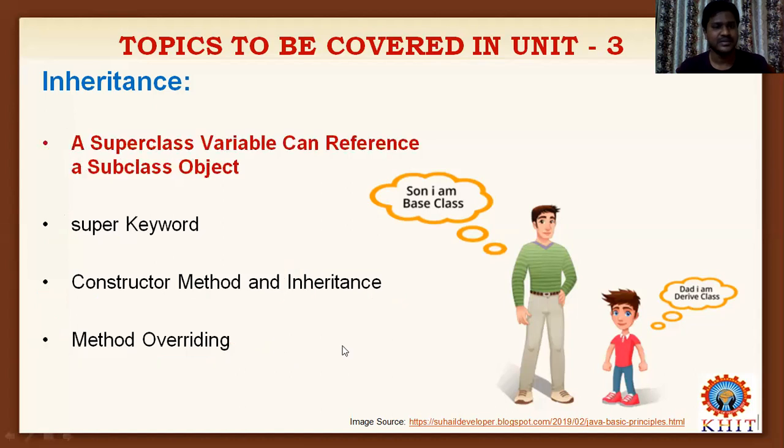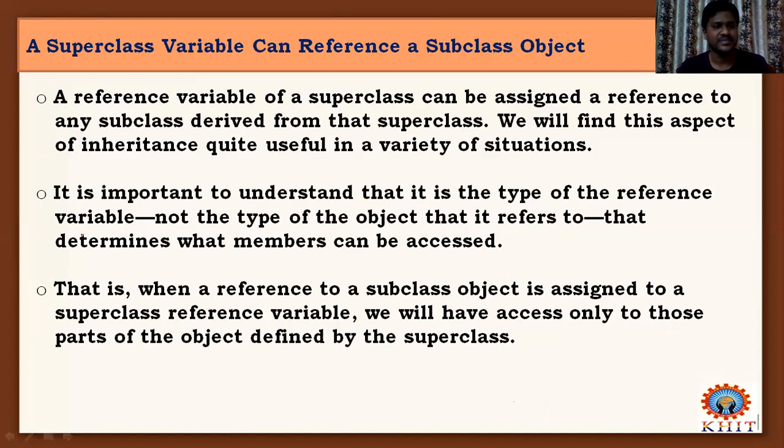First one, a superclass variable can reference a subclass object. See the concept: a reference variable of a superclass can be assigned a reference to any subclass derived from that superclass. It means generally we define reference variables of any class like this.